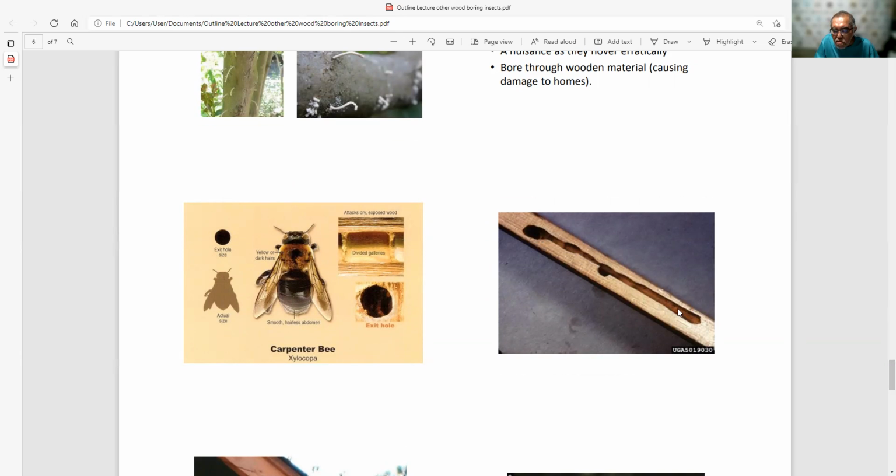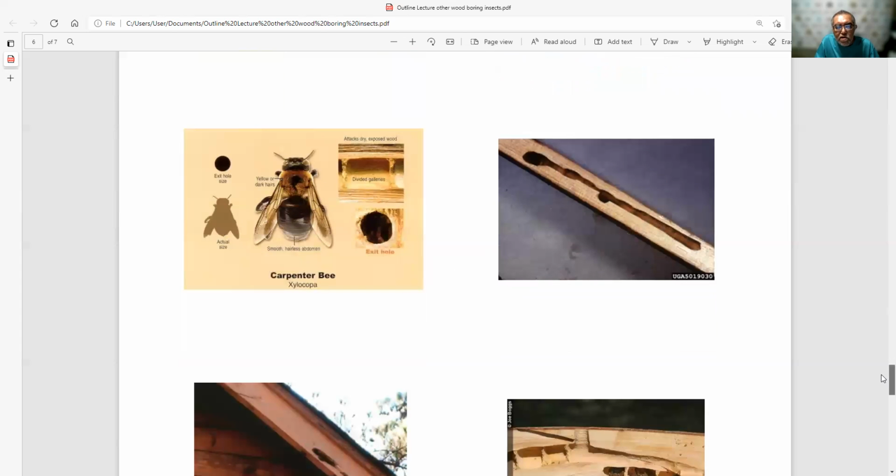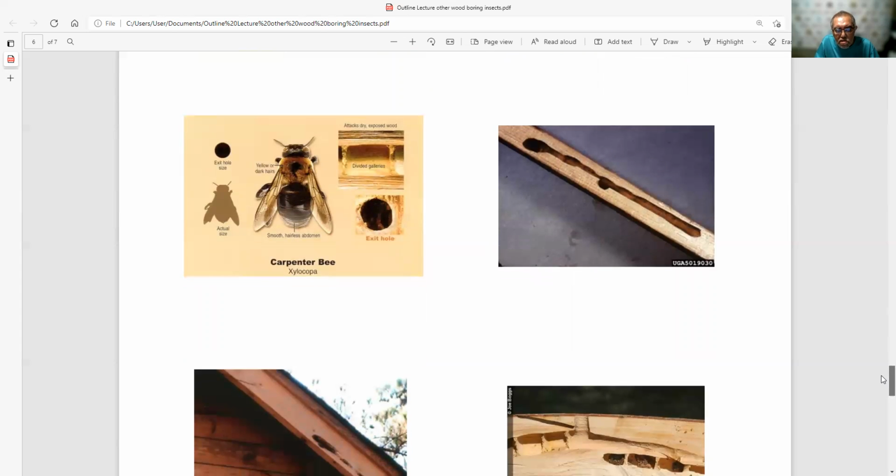So each chamber actually represents one particular egg, and then the next one will come in and deposit another egg, and that's why as time progresses, you can see the development of these tunnels, and it can extend up to several meters. And they feed their offspring, their larvae, with pollen. So again, they don't feed on anything from the wood, but they feed their larvae with pollen.